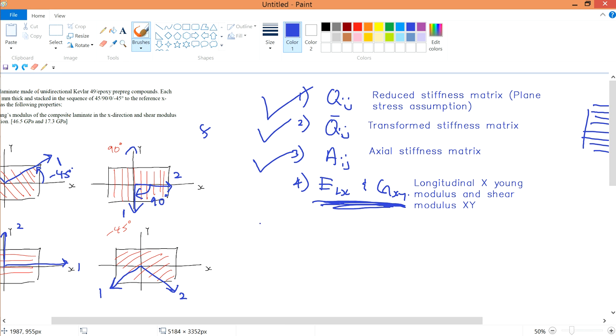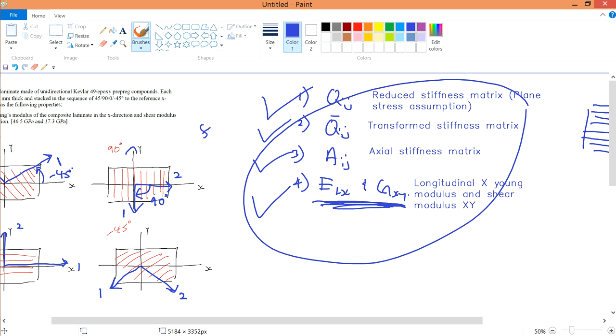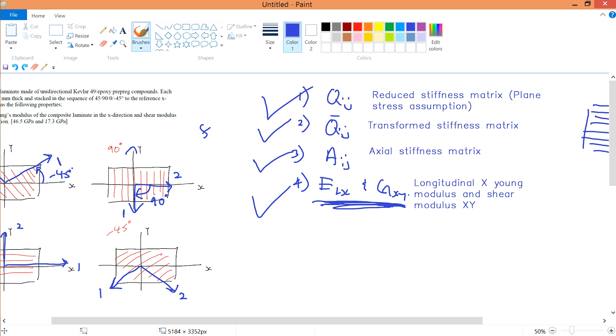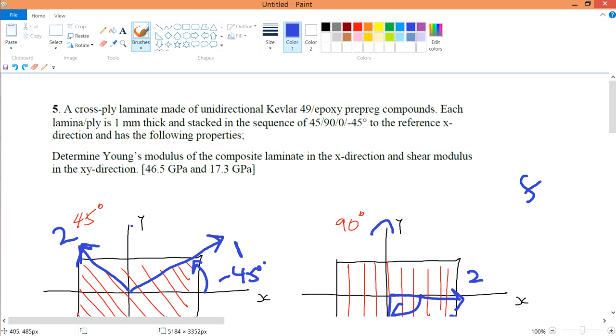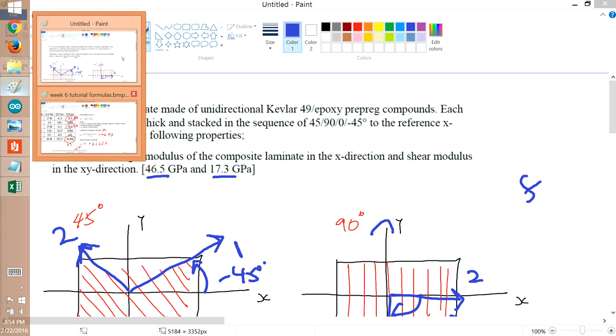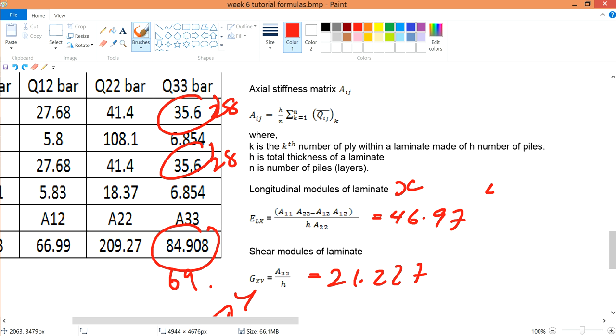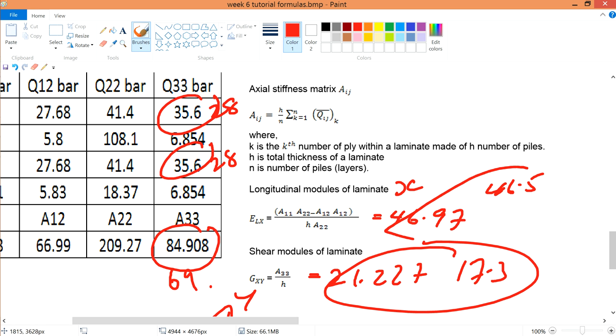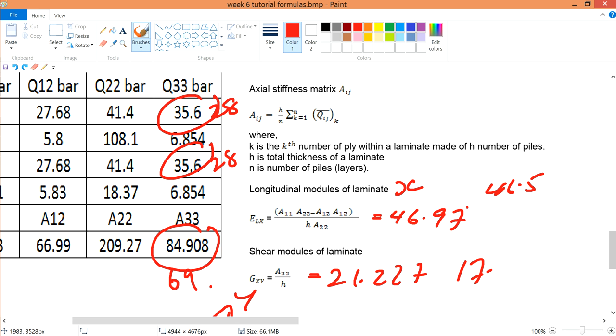It's a little bit blur here and there, but hopefully this makes things quite clear. So this ends question 5. The answer is 46.5 and 17.3. Our answer is a little bit different from the 46.5 and 17.3, so there are quite big differences. This one's still okay. This one, that's why I say I need to check it out.